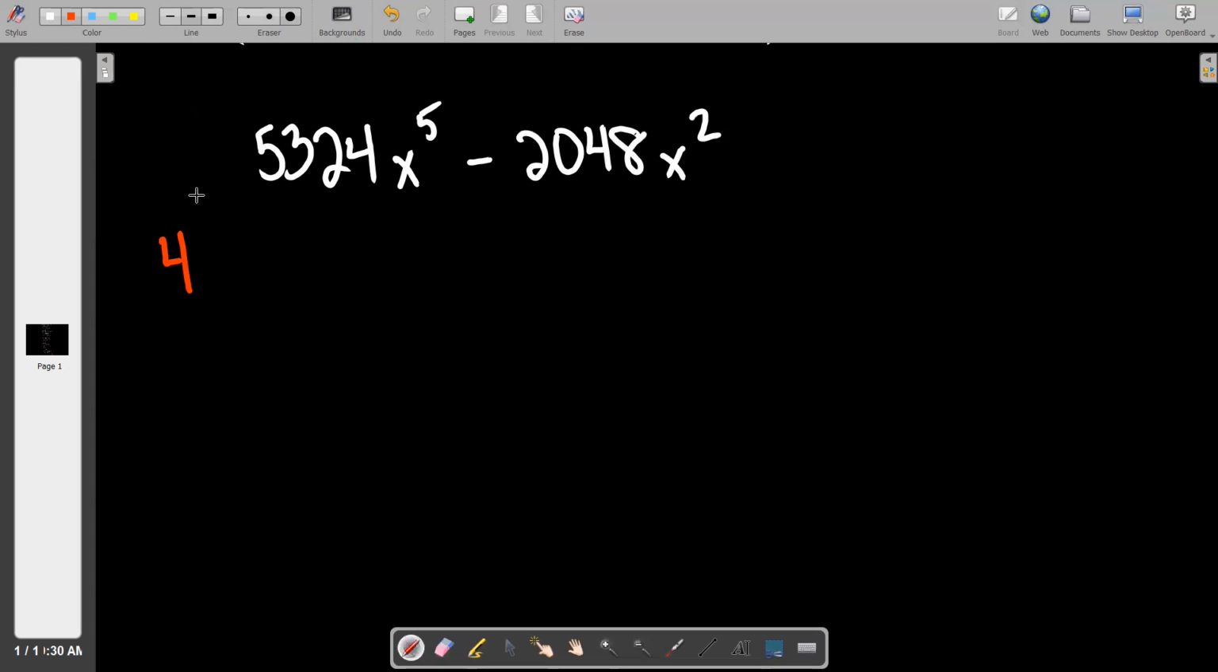X squared. Very good, Bryn. They both have x squared to give. So we pulled out a 4, and we also pulled out a pair of x's. And now we're going to rebuild to see what's left. So what is 5324 divided by 4? Nice. X to the third, because I divided out 2 of his x's. And what's 2048 divided by 512?